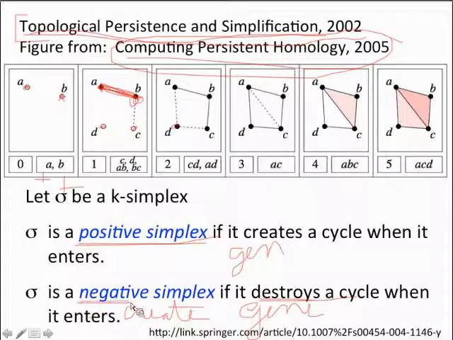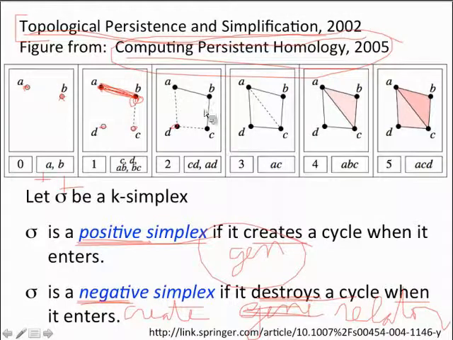So it is a negative simplex. A positive simplex is something that creates a cycle. It is a creator. A negative simplex is something that destroys a cycle. It is a destroyer. It also corresponds to creating a relator, and thus when you mod out, you destroy something. Versus a positive simplex, which creates a cycle. It creates a generator.